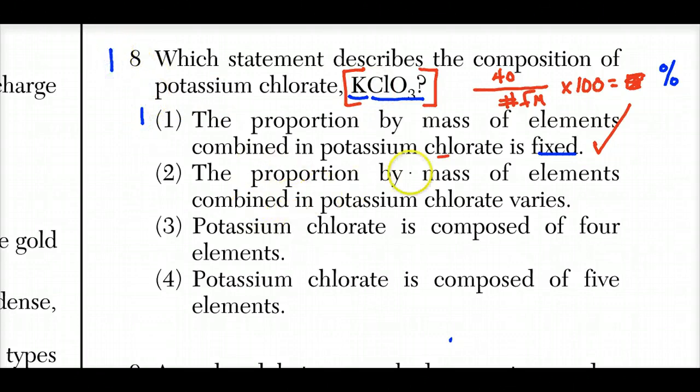Look at the choices. The proportion by mass of elements varies. Well, that would be for a mixture. Mixtures you can have dilute and concentrated amounts, but a compound has an exact number of stuff and type of stuff. Potassium chloride is composed of 4 elements. Well, count the capitals. There's only 3. And potassium chloride is composed of 5 elements. Again, silly. There's not 5 different letters here. There's only 3 capitals, 3 different elements. Number 8 is 1. Number 9.